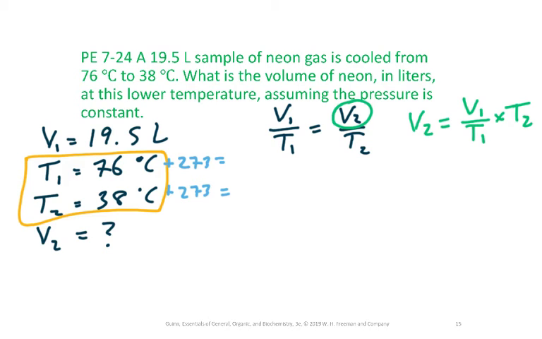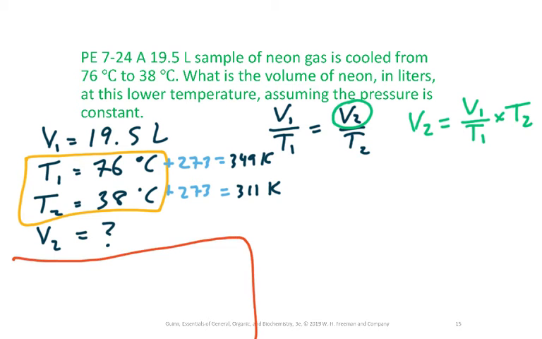And 76 becomes 349K. And 38 becomes 311K. I just want to point out why this matters here for a moment, right? So ultimately in this equation, we have T2 over T1, right? And if we use Celsius, we get 0.5, right? So it looks like, oh, temperature is half as much as it was before. But that's not really true, right?